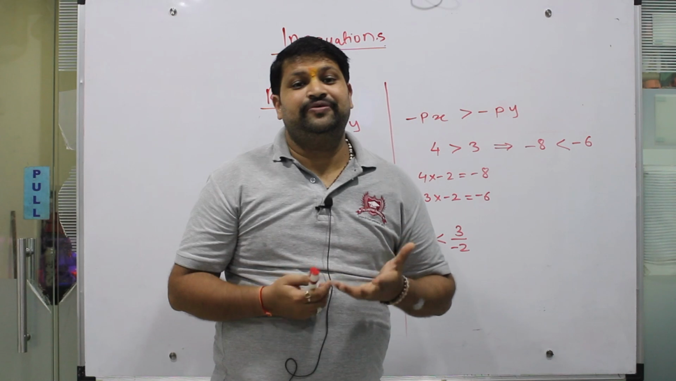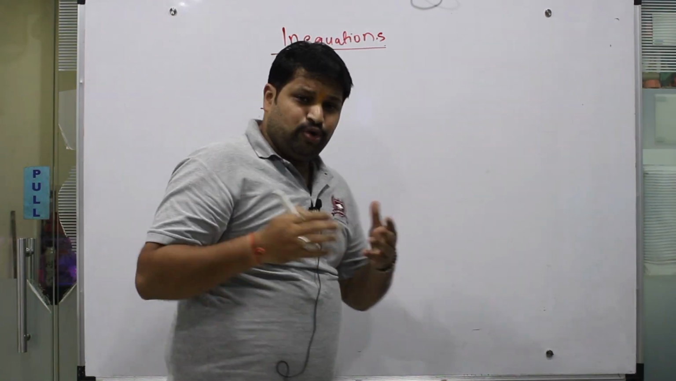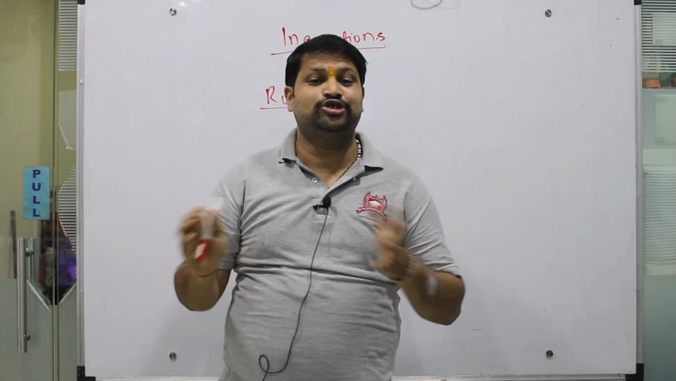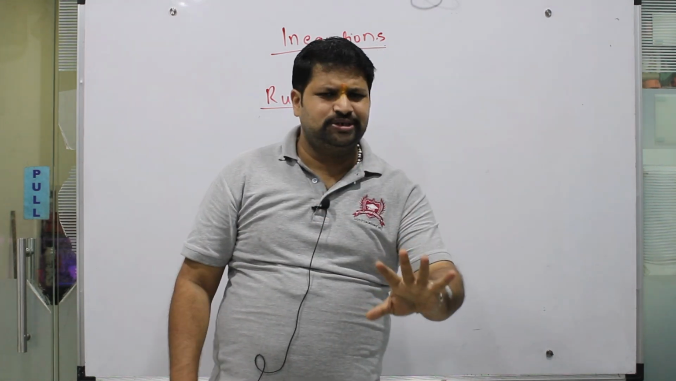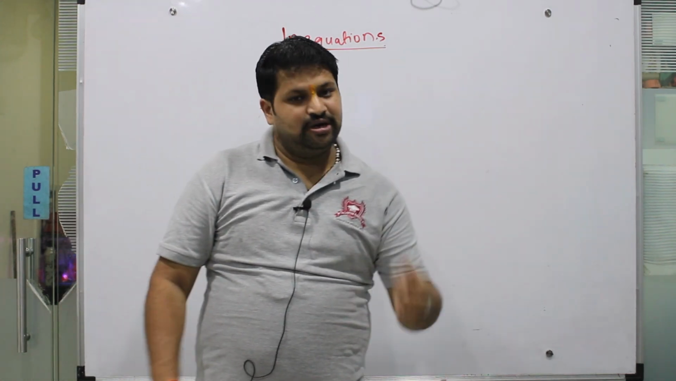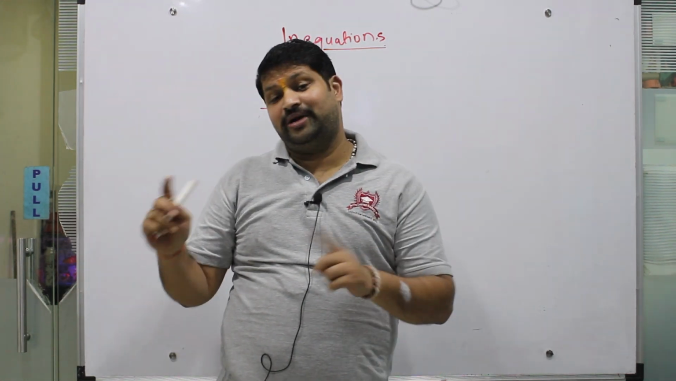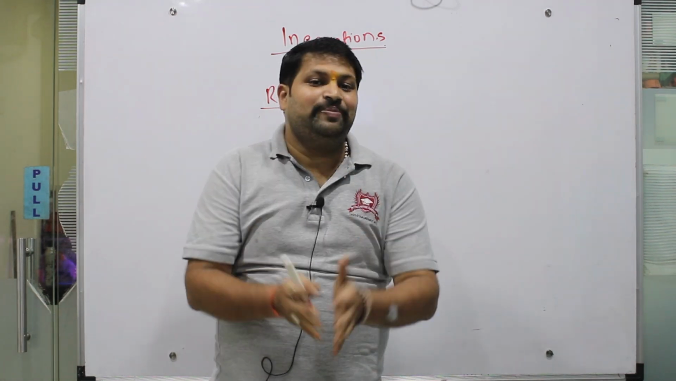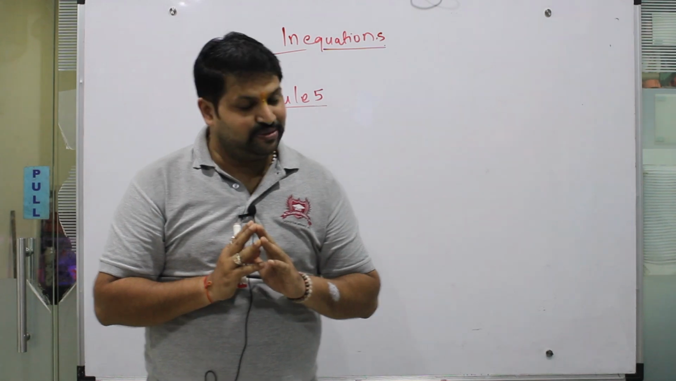Now after this we will see rule number 5. Rule number 5 tells us what happens if we change the sign of the numbers on both the sides. अब ये काफी logical चीज है. When are we going to change the sign on both the sides? There is only one way to do it, and that is multiplying both sides by -1. So effectively अपन क्या कर रहे हैं? अपन दोनों साइड को -1 से मल्टीप्लाई कर रहे हैं.